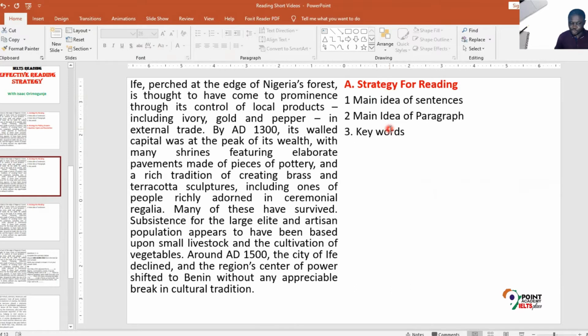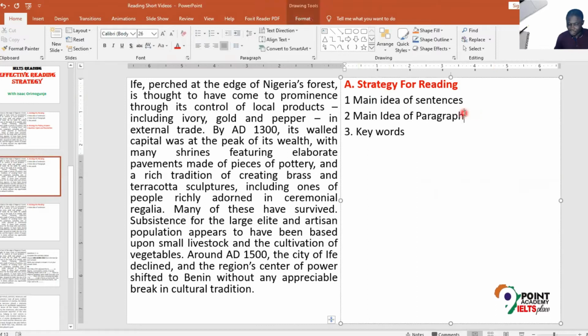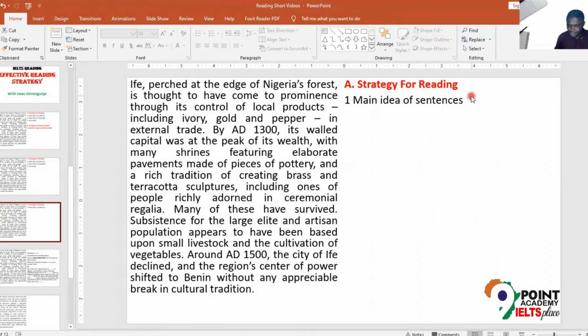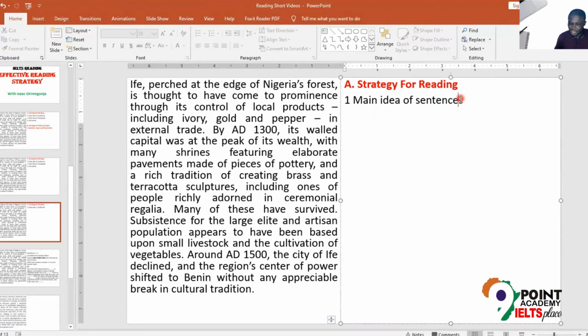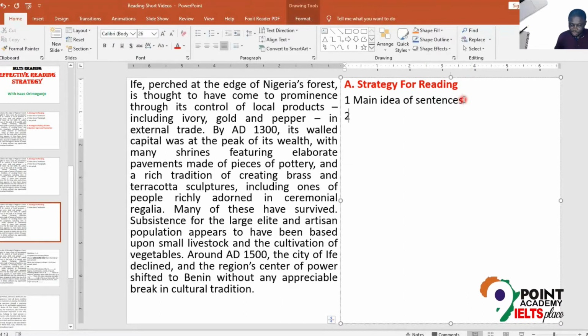I want to take you through the main idea of sentences, the main idea of paragraphs, and then keywords. I'll be narrowing it down to the main idea of sentences and then the main idea of paragraphs, and you will see why I am doing that.